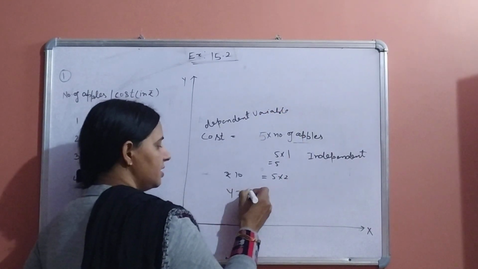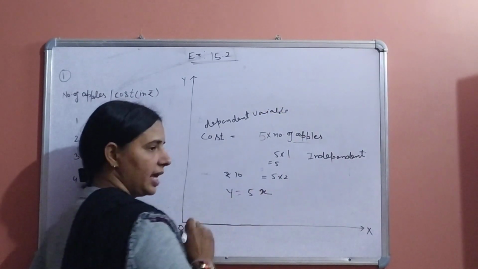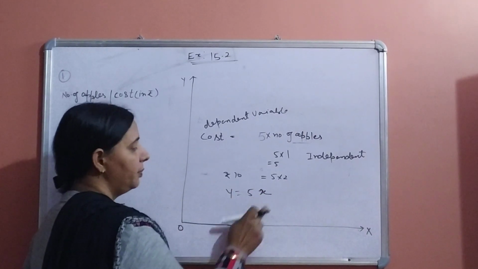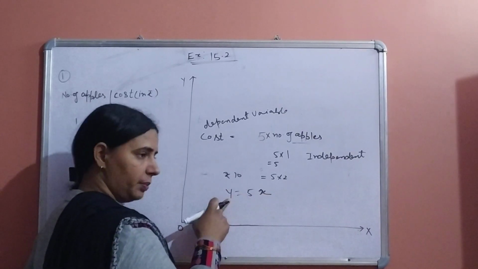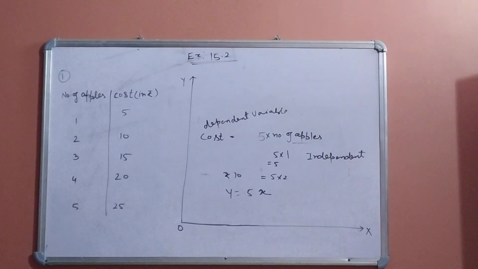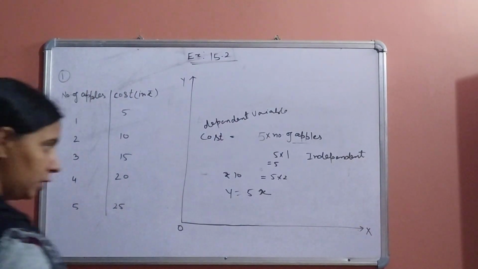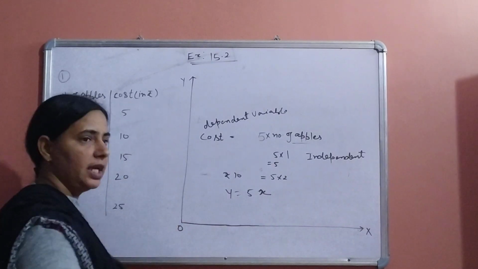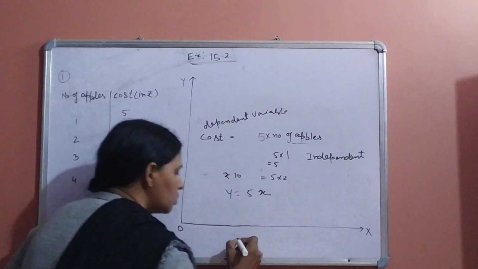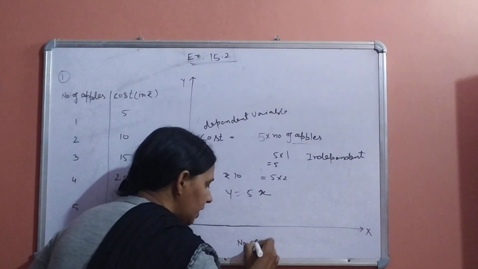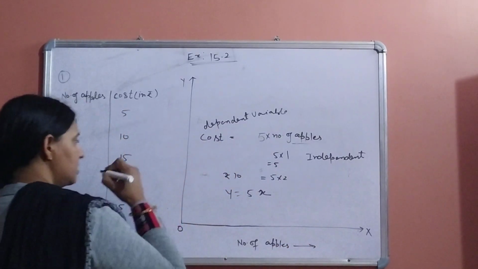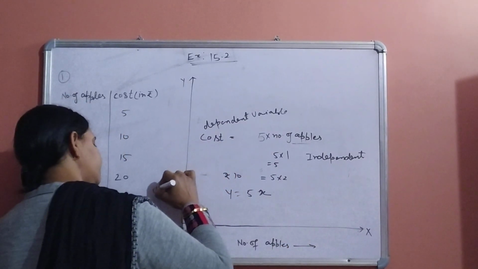We can write it as y is equal to 5x. Here x is number of apples, x is independent and value of y depends on x. So y dependent, x independent. And while we are drawing linear graph, on x-axis we take independent quantity and on y-axis we take dependent. So here independent is number of apples. So on x-axis we will take number of apples and on y-axis will take cost.